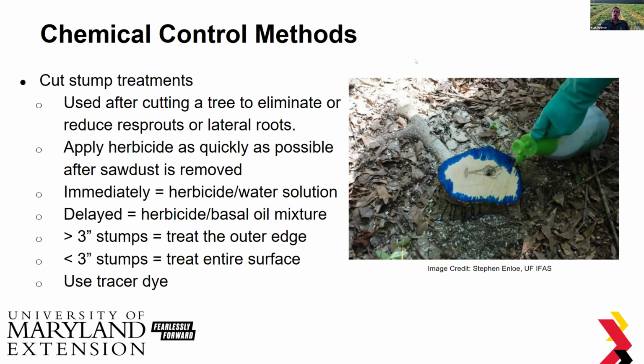The size of the stump is also going to determine how and where you treat it. For stumps greater than 3 inches in diameter, you can successfully treat just the outer edge, like we see in this picture. That's because most of the growing tissue is going to be on that outer edge of the stump. But for stumps that are less than 3 inches in diameter, you really need to treat the entire surface. And it really does help to use some type of tracer dye to make sure you're actually treating what you want.